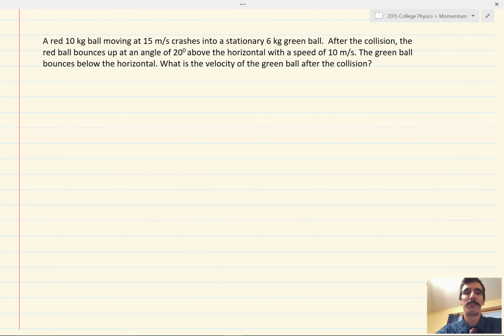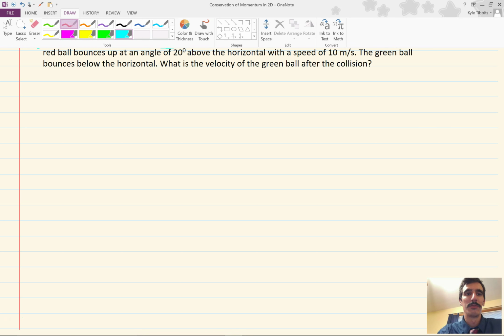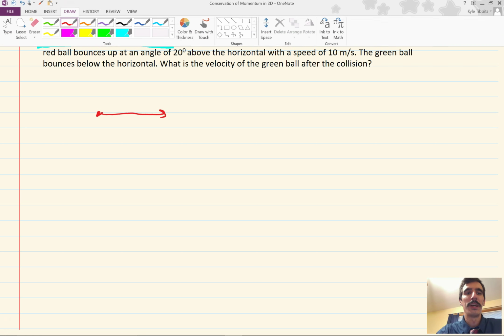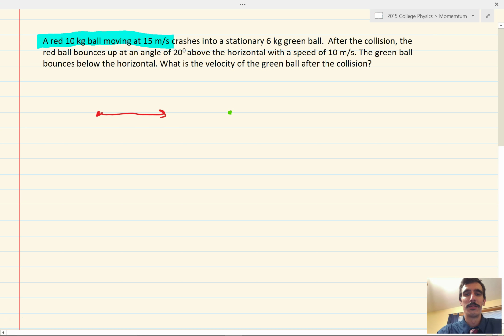Okay, so let's look at this step by step. A 10-kilogram ball moving at 15 meters per second. So this is before. We've got a 10-kilogram red ball that's moving at 15 meters per second. Crashes into a stationary green ball. So this is our before. After the collision, the red ball bounces above the horizontal, so it goes upwards at a speed of 10 meters per second, and it's at an angle of 20 degrees.